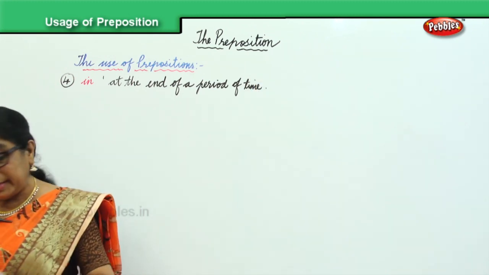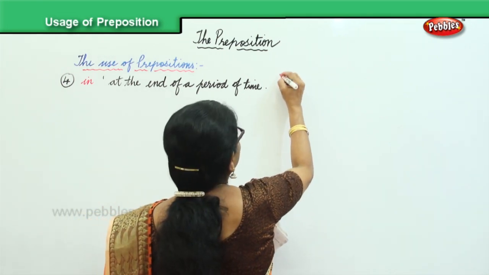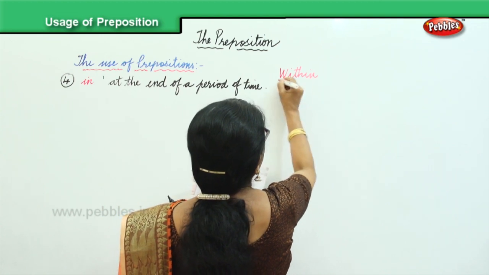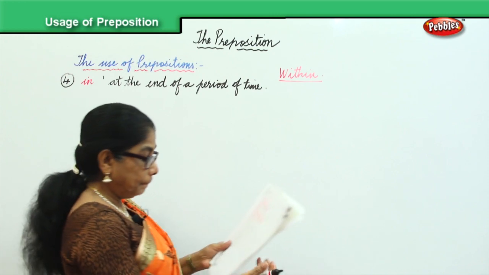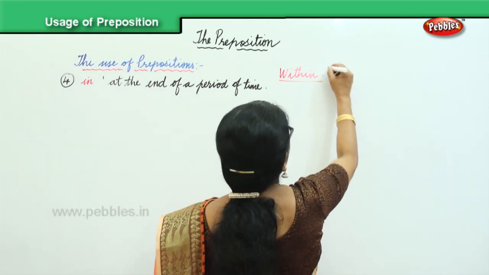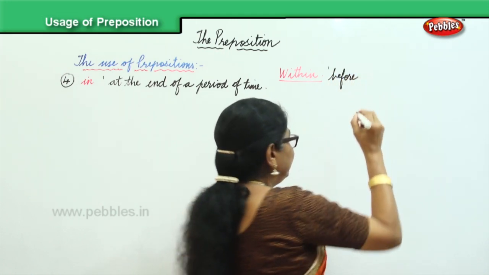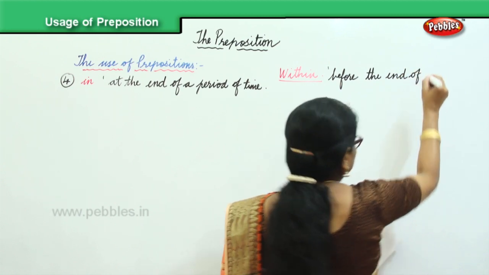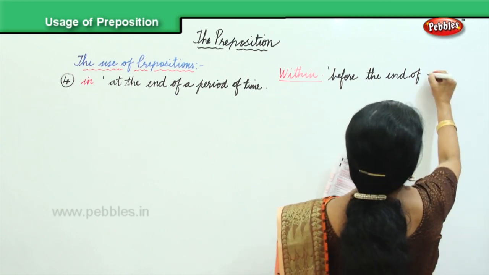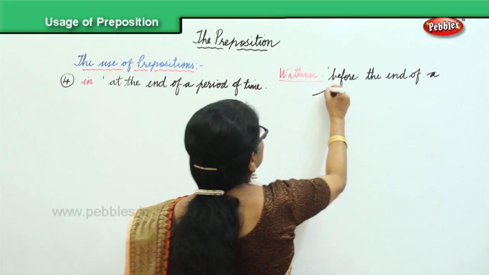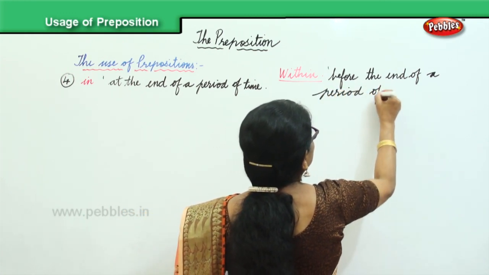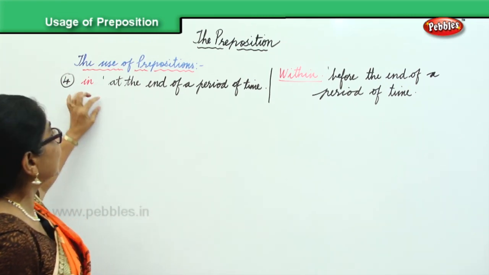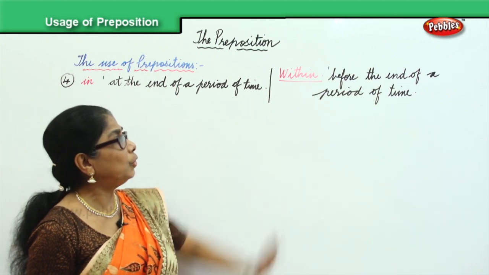But when you use the word within, we are talking about before the end of a period of time. So when you're talking about in, you say at the end of a period of time. When it is within, it is before the end of a period of time.